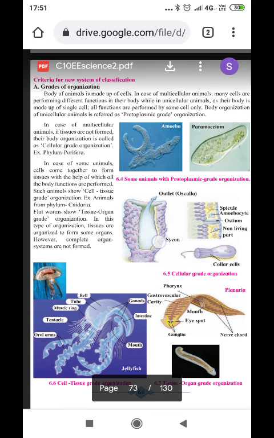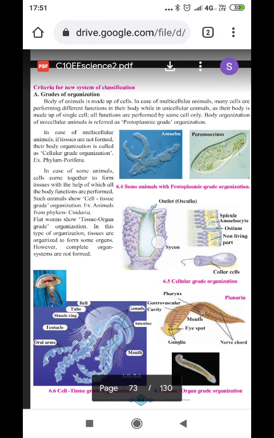Today we are going to discuss the criteria for a new system of classification of animals. In that, the first point is grades of organization. So, what are the criteria among them? First factor is grades of organization.